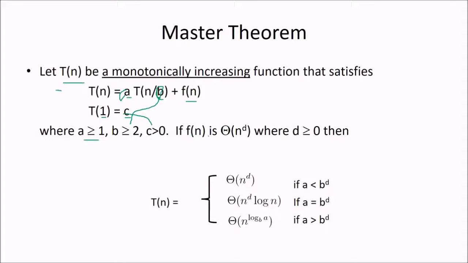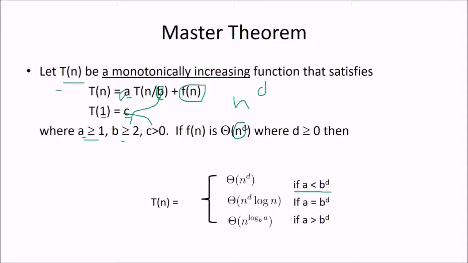So now if f(n) is of order n to the power d, we will find out this function f(n) in some example, and then we see that if it is of order n to the power d, this is d. So we'll be comparing a, b and d. How? We'll find out b to the power d, and then we'll try to find out whether a is less than b to the power d, equal to, or greater than.